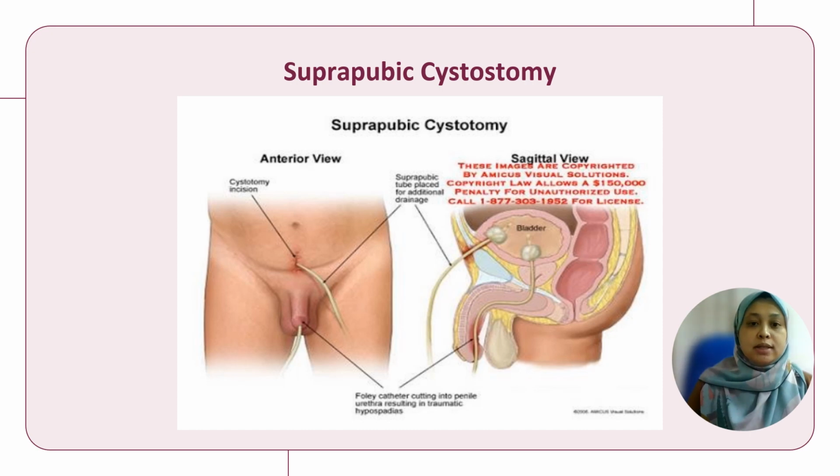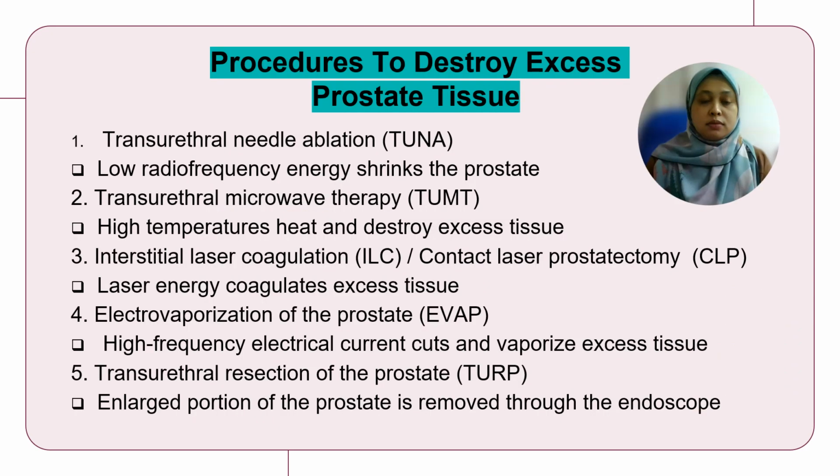As you can see in this slide, the picture shows the suprapubic cystostomy procedure. The list shows the procedures to destroy excess prostate tissue, such as transurethral needle ablation (TUNA), transurethral microwave therapy (TUMT), interstitial laser coagulation (ILC), contact laser prostatectomy (CLP), electrovaporization of the prostate (EVAP), and lastly transurethral resection of the prostate (TURP).